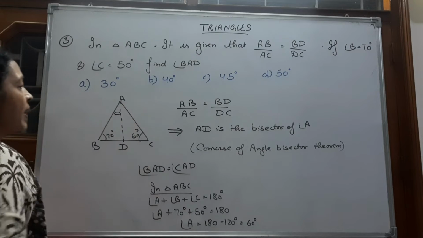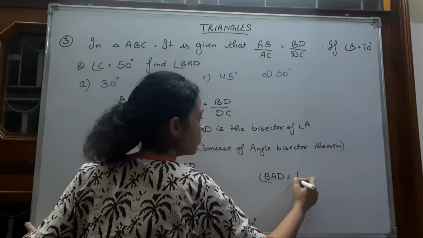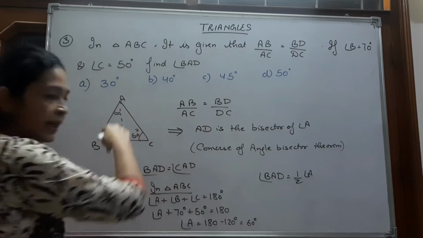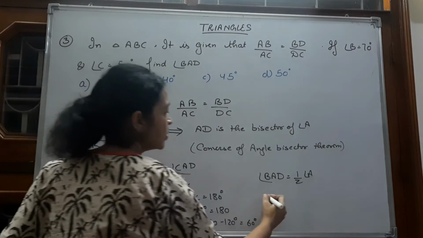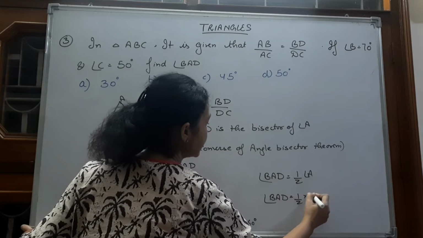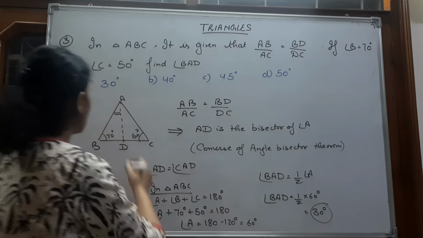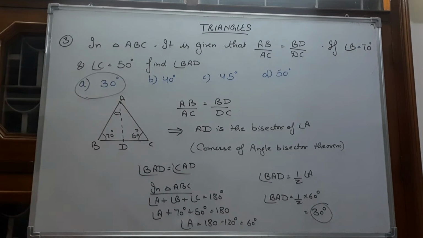Now we have to find angle BAD. Angle BAD is half of angle A because AD is the bisector of angle A. So angle BAD is half of 60 degrees, which is 30 degrees. So which is our correct option? Option A is our correct option.